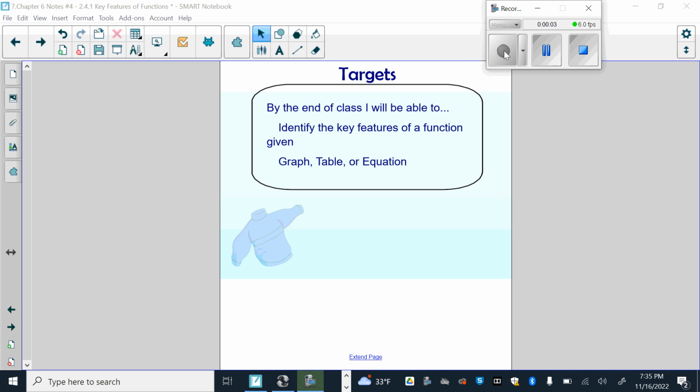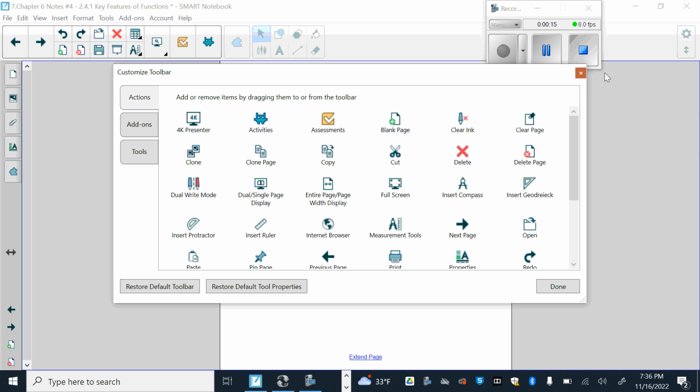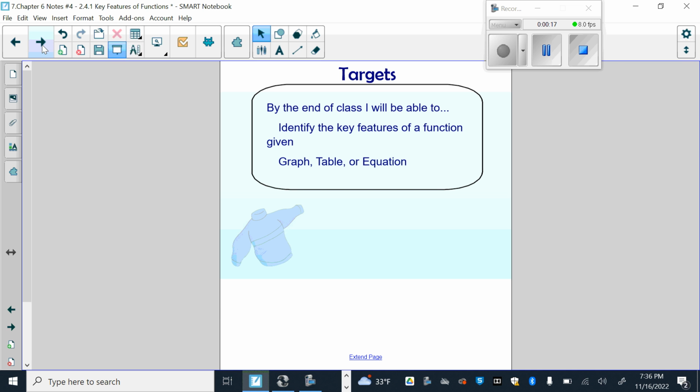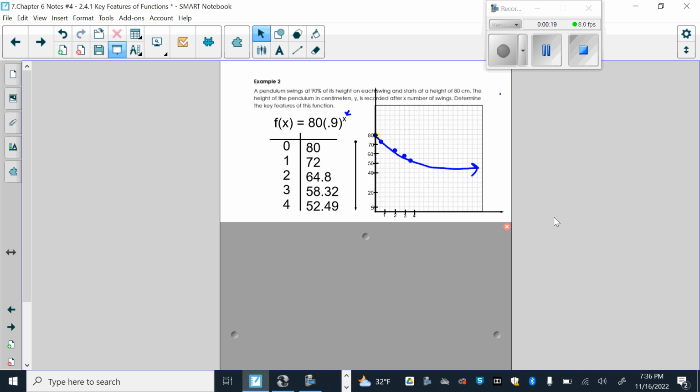Hello, everybody. So today's lesson is a continuation of yesterday's lesson, identifying key features of functions from graphs, tables, or equations. So we're going to pick up where we left off yesterday, and we are going to start with example 2. If we completed example 2 together in class, you can fast forward the video at this time to example 3.